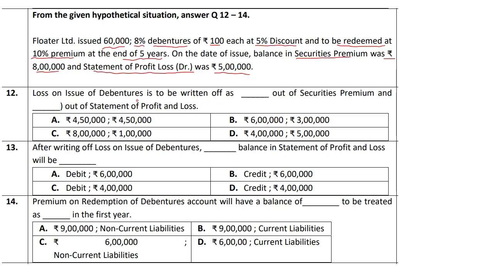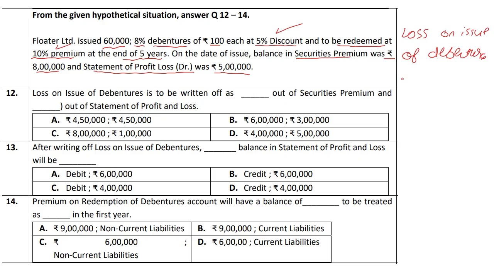Now, you have been given 5% discount as well as a 10% premium. Both of these have to be factored in. Both of these will be part of our loss on issue of debentures.